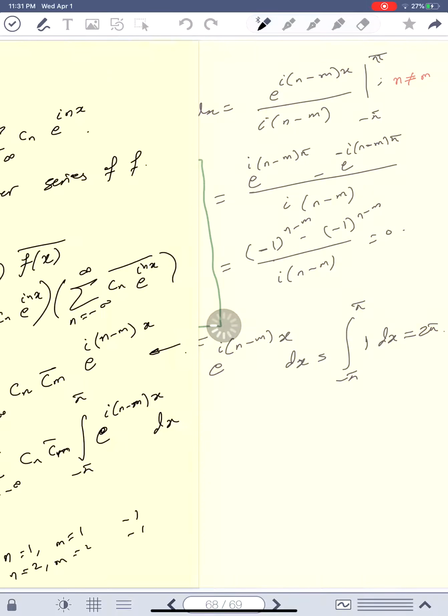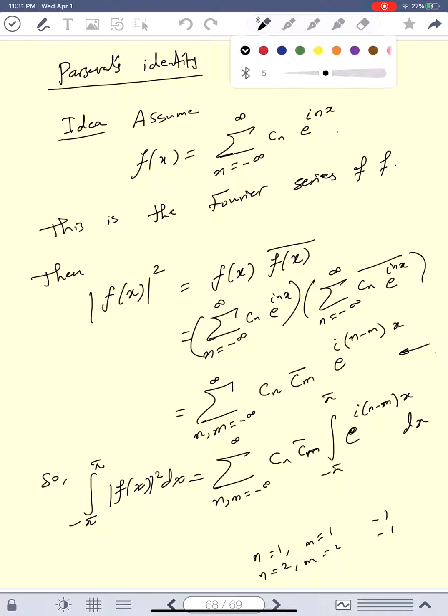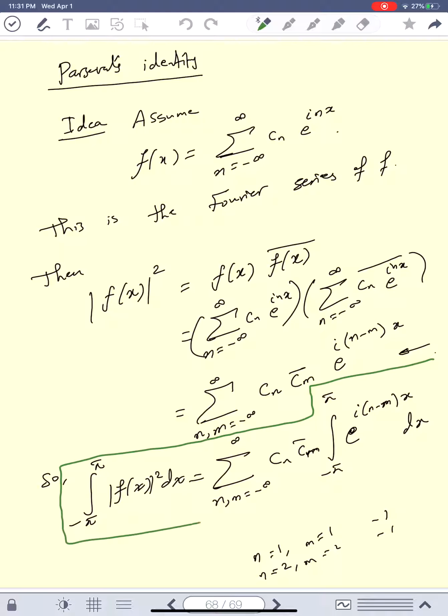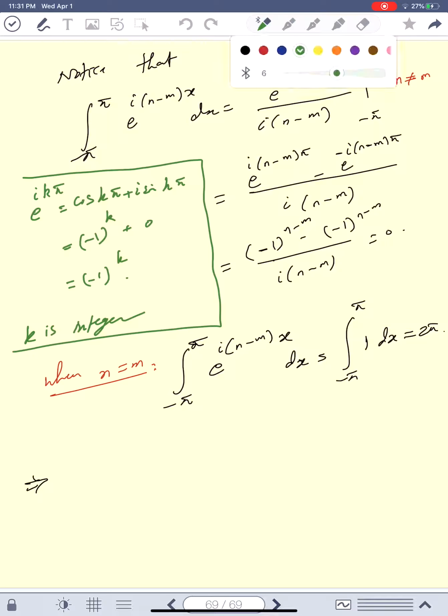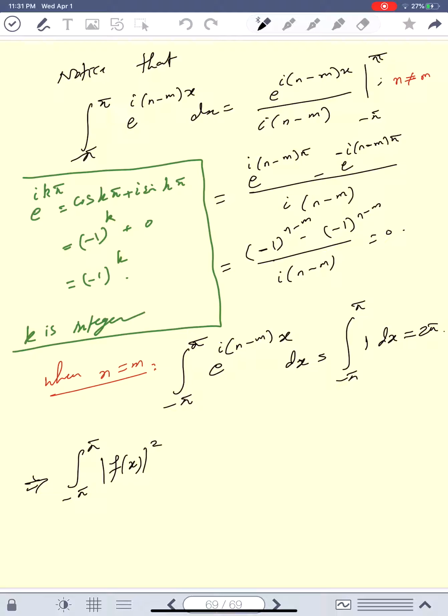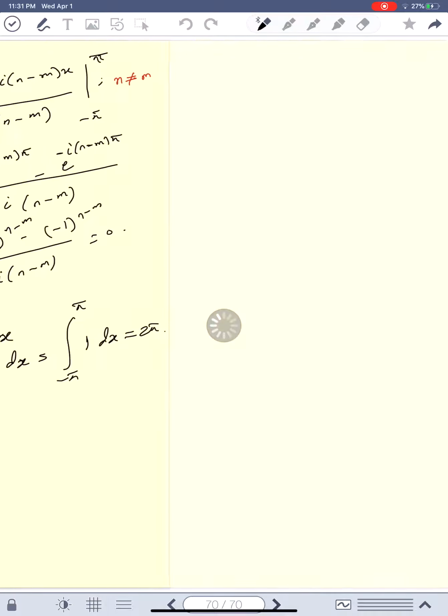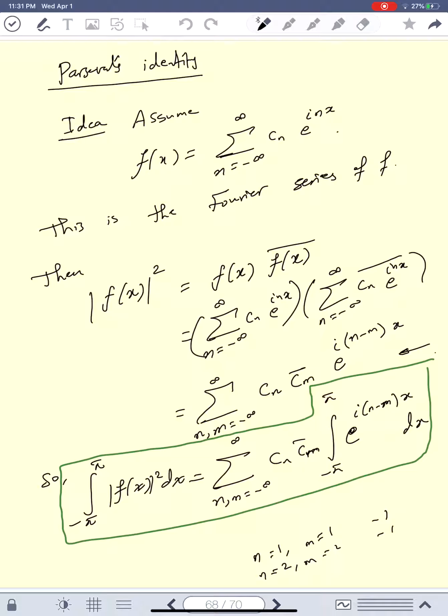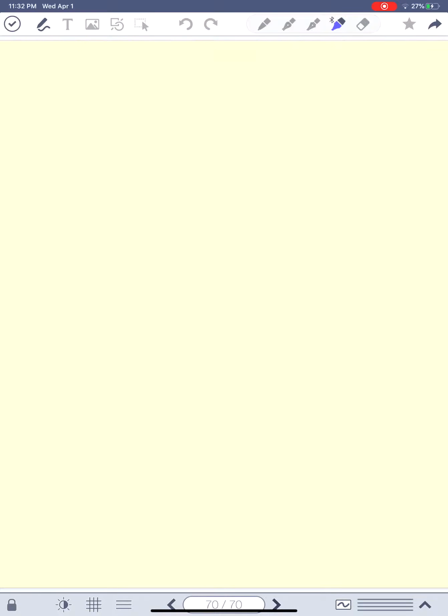So now we go back. We look at this formula here. We say the integral of f of x squared dx is equal to the infinite sum of all these integrals. But after doing all these integrals, we found all of them are zeros, except when n and m are equal. So when n and m are 0, then you have 2 pi. This is what we found, right?